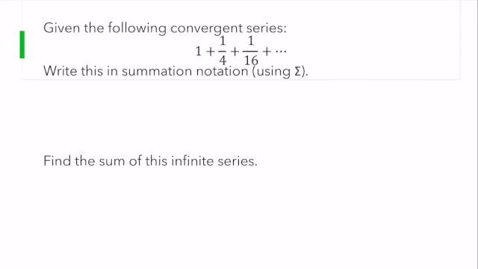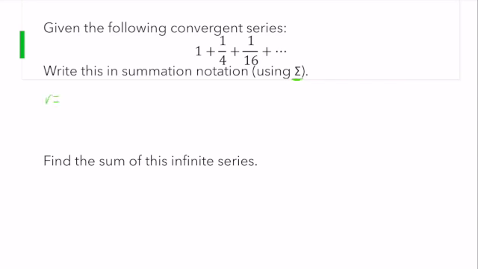Okay, given the following convergent series, we want to write this in summation notation. That's using a sigma. That's the symbol right here. So they gave us a clue. It's convergent. So we know the absolute value of its r is going to be less than or equal to 1. So how do I find r?